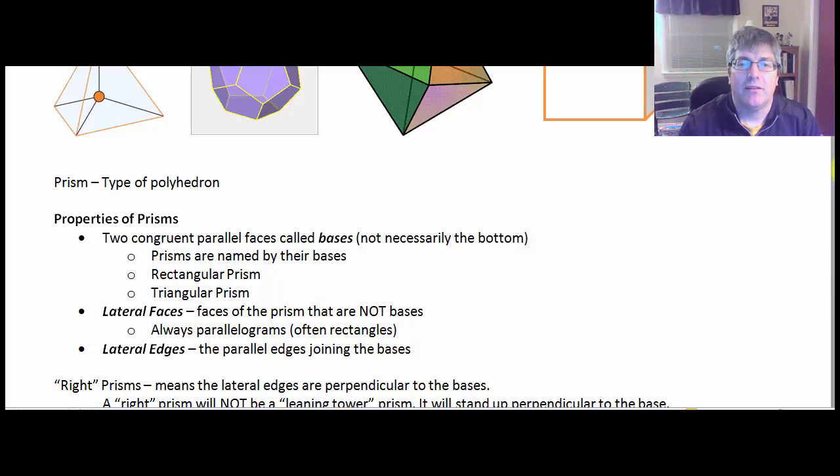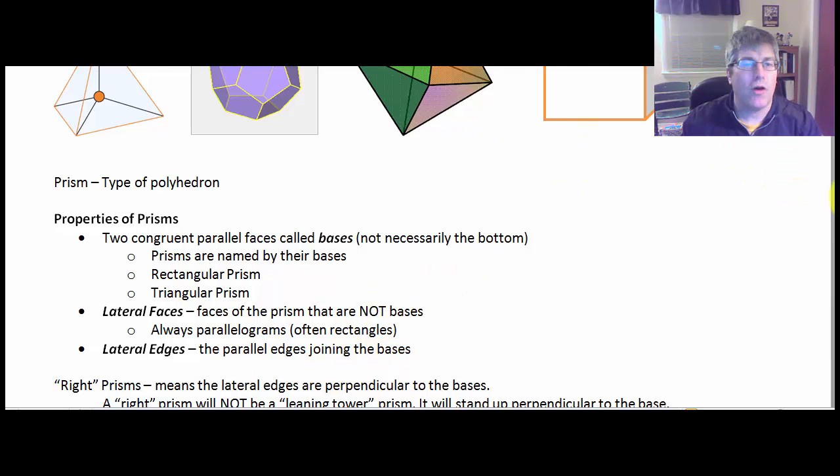The lateral faces are the faces of the prism that are not the bases. Okay? And the lateral faces are always parallelograms. Okay? And oftentimes they're going to be rectangles. So even here I've got an octagonal prism. My base is an octagon, and my lateral faces are these rectangles. And then the lateral edges are the edges that are parallel, and they join my two bases, my two octagons.